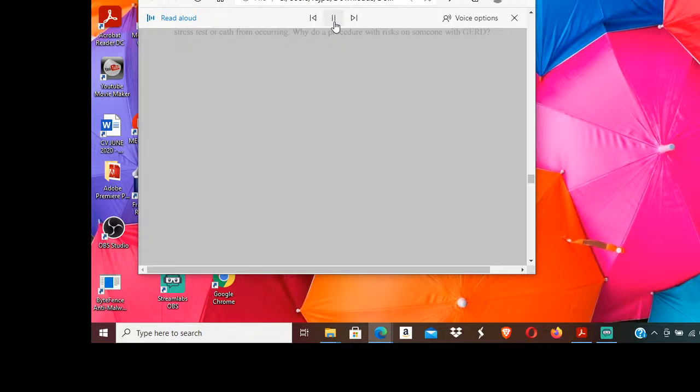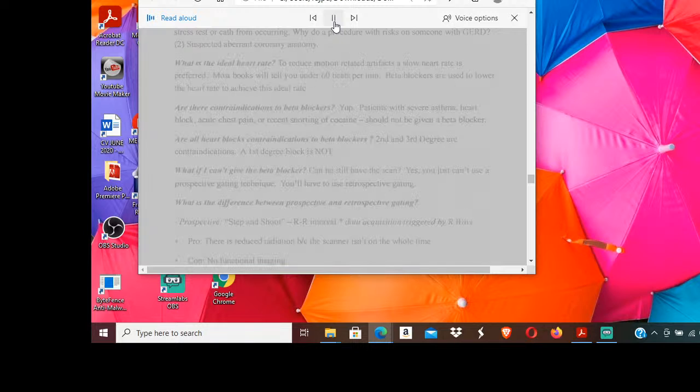To reduce motion-related artifacts a slow heart rate is preferred. Most books will tell you under 60 beats per min. Beta blockers are used to lower the heart rate to achieve this ideal rate. Are there contraindications to beta blockers? Yup. Patients with severe asthma, heart block, acute chest pain, or recent snorting of cocaine should not be given a beta blocker. Are all heart blocks contraindications to beta blockers? Second and third degree are contraindications. A first degree block is not.